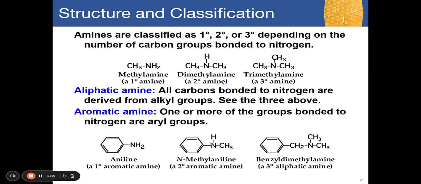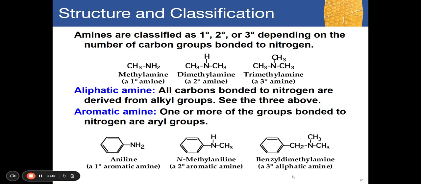Because the nitrogen here is bonded to two carbons, one on your benzene ring and the other one on your methyl. So this is a secondary aromatic amine. And this one is a tertiary aliphatic amine. Why is it tertiary? I think this should be okay.